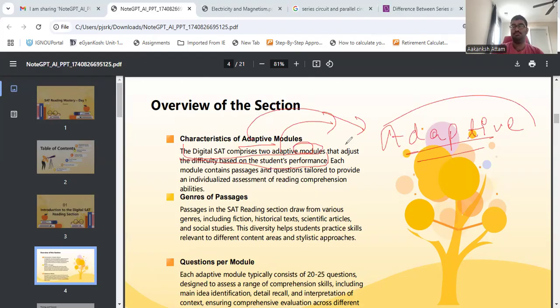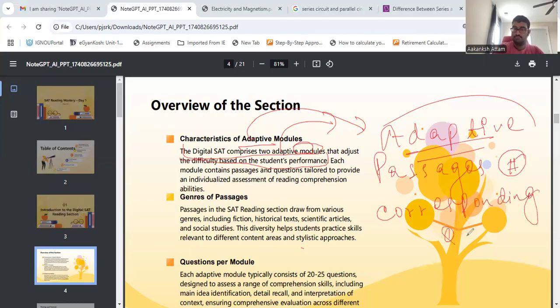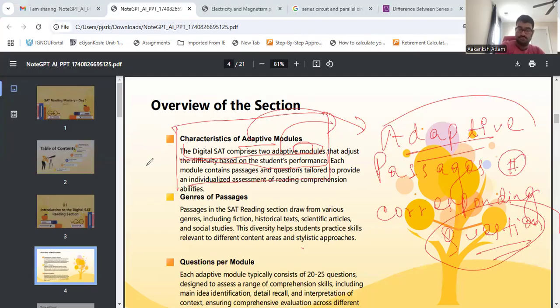Each module contains passages and questions tailored to provide an individualized assessment of reading comprehension abilities. So in each and every module, you will be getting passages and corresponding questions, which will test your ability to comprehend the passage. These are the characteristics of adaptive modules. So did you understand what an adaptive module is all about? Amazing.